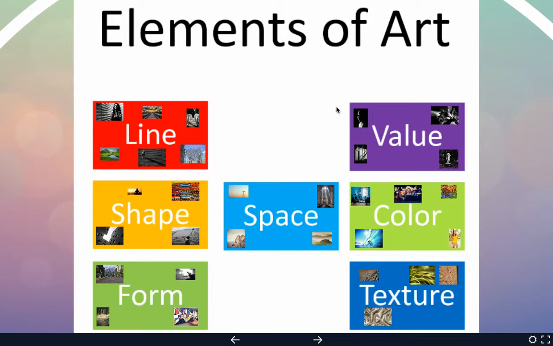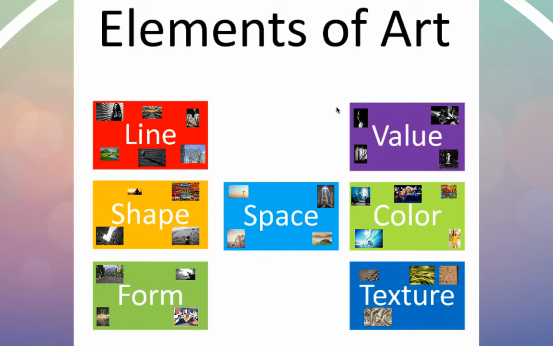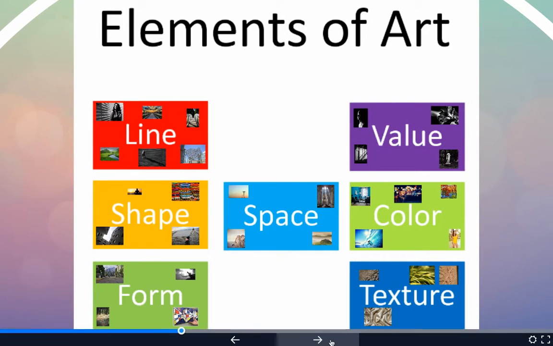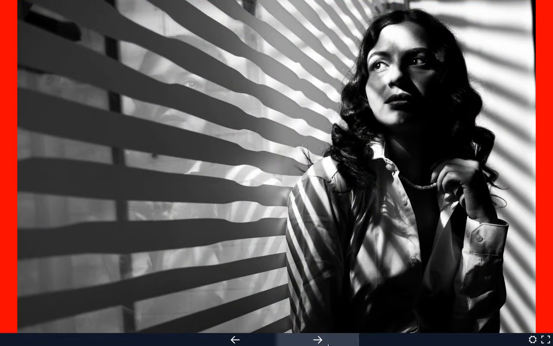So the elements of art, there are 7 of them: line, shape, form, space, value, color, and texture. And we're going to look at these now. So let's talk about line.